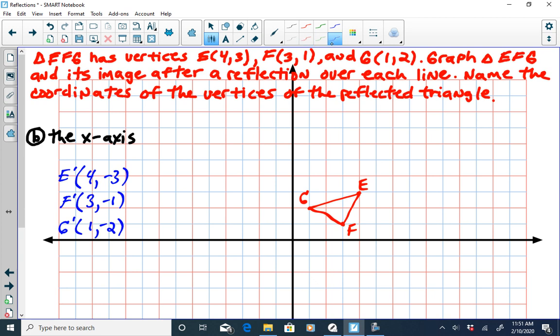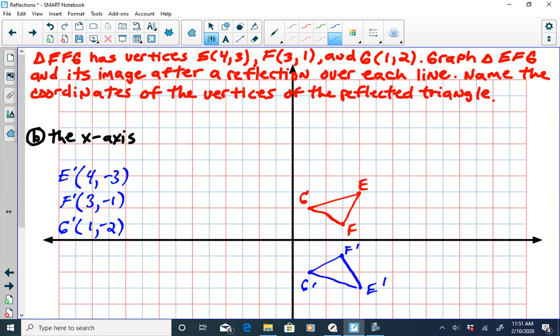And then we have E prime, F prime, G prime, reflection over the x-axis. So here's my x-axis, but let's use our ordered pairs. We have 4 comma negative 3. That's our E prime. Then we have 3 comma negative 1. That's our F prime. And then we have 1 and negative 2. That's our G prime. Connect our points.